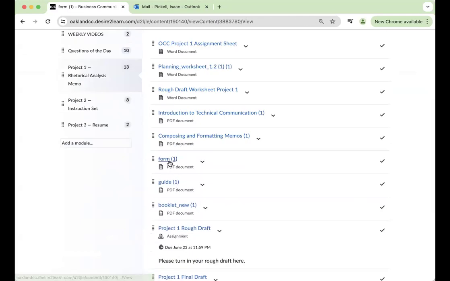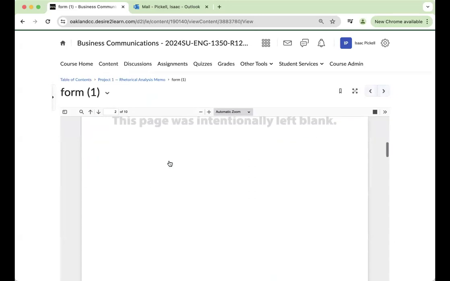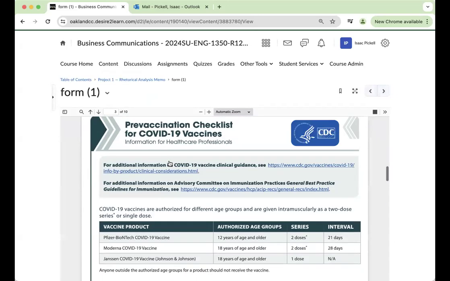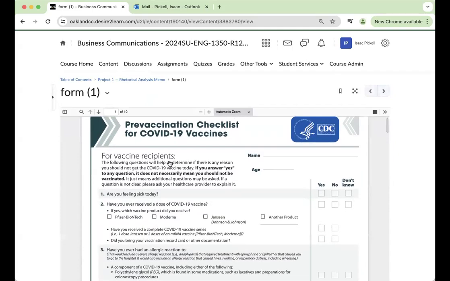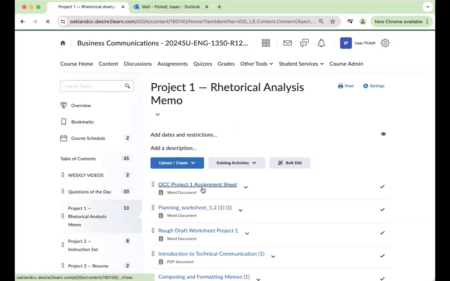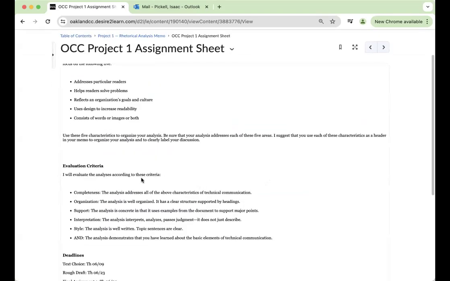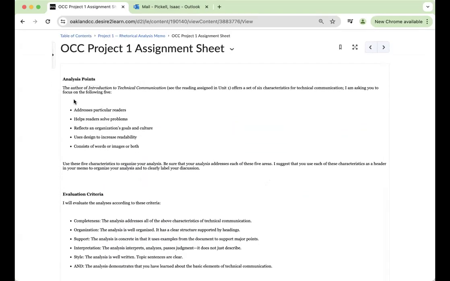If you look at these real quick, you'll see that the form is a pre-vaccination checklist for COVID-19 vaccines. And when you're analyzing this, you read this form and you analyze what it's doing well, what it's doing poorly, and how it's doing it well and poorly, according to the instructions on the assignment sheet, which again, most importantly, you look at these 5 points of analysis.